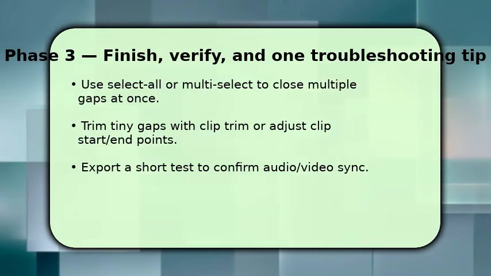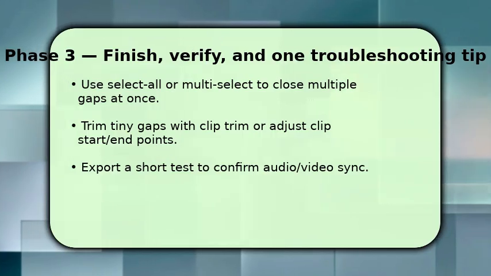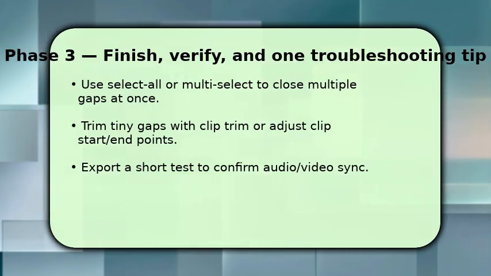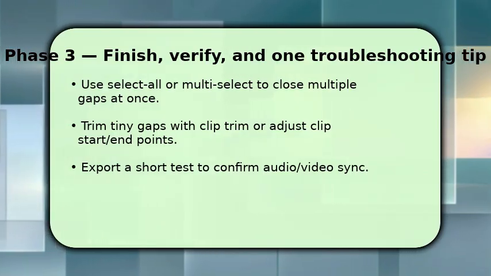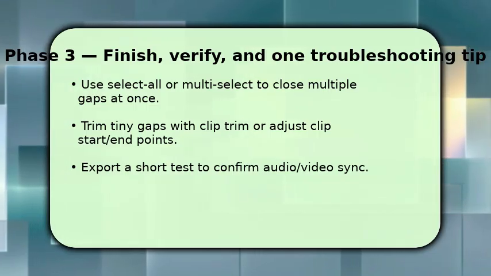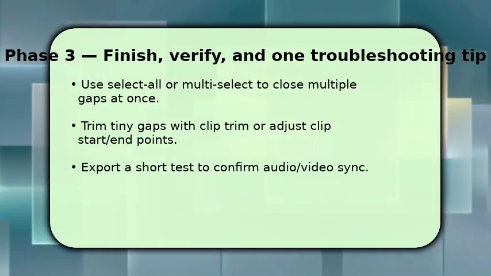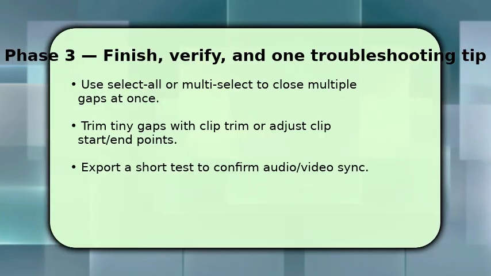Once clips are contiguous, trim start and end points to eliminate residual empty frames and scrub playback to check transitions. Export a short test clip to confirm sync and visual continuity. If something goes wrong, undo immediately and check if snapping or lock states prevented movement. That's the single most common issue to troubleshoot.